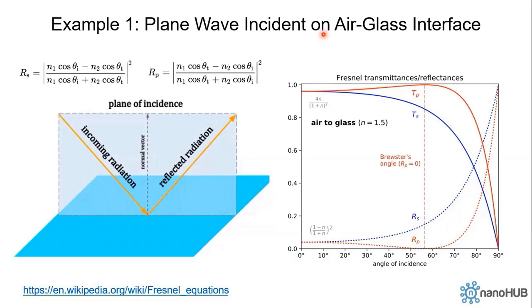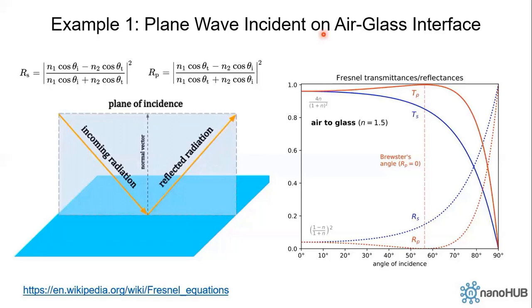If we look at the blue dashed line, the reflectance of S polarization increases monotonically from a small number to unity with increasing angle of incidence from 0 to 90 degrees. While for the red dashed line, the reflectance of P polarization decreases to almost zero at around 56 degrees and then increases to unity at 90 degree incidence. This critical angle is called the Brewster angle. At this angle, the reflectance of P polarization is exactly zero. So this is the difference between S and P polarization in terms of single interface reflection.